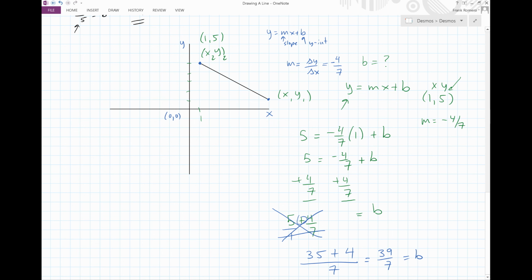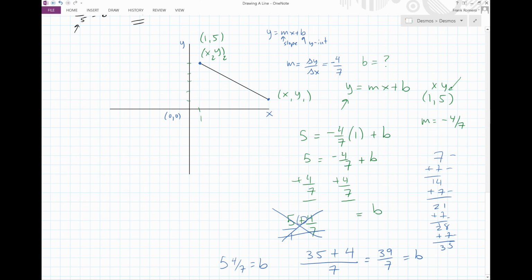Ooh, 39 over 7. Do you know your 7s? 7 plus 7 is 14, plus 7 is 21, plus 7 is 28, plus 7 is 35. 7 goes into 39 five times. What's the remainder? Four over seven.